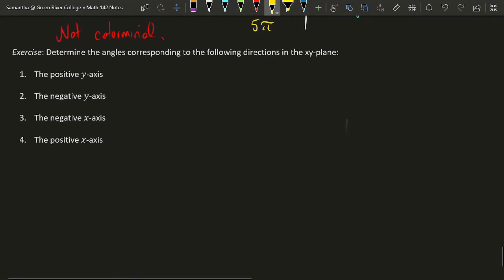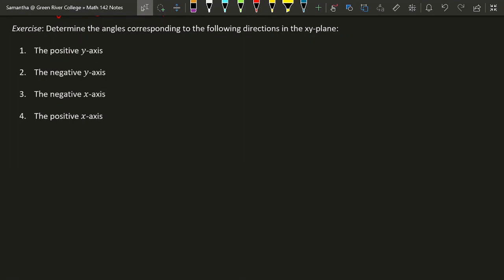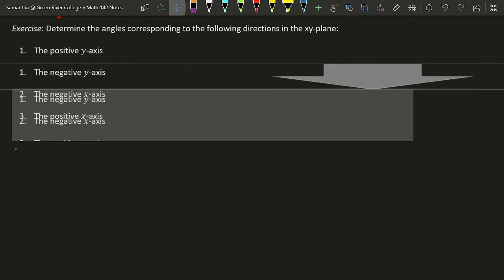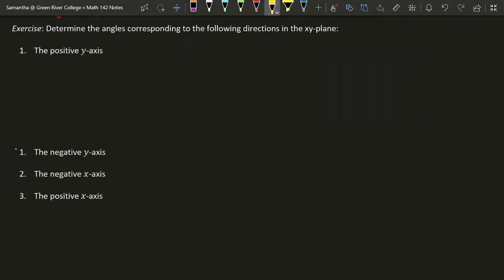For our final exercise, let's go ahead and determine the angles that correspond to the following locations on the xy plane. And to begin with, let's figure out what angles would correspond to the positive y-axis. One way to get to positive y would be to turn counterclockwise by 1/4 of a full rotation, which is equivalent to 90 degrees. But this is just one way to reach the positive y-axis. There are other ways, other angles which are coterminal to 90 degrees.